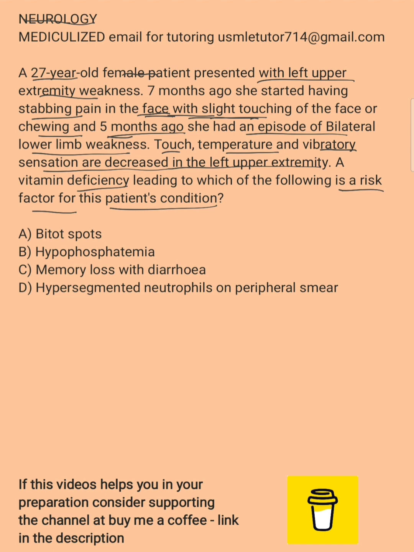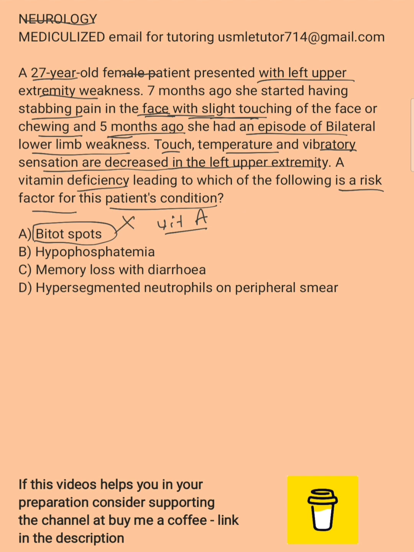And so now the thing is, they're talking about the risk factors for multiple sclerosis. There is a vitamin deficiency that is associated with multiple sclerosis. So if that vitamin is deficient, which of the following is going to occur? So let's see. First they said Bitot spots. These are going to be seen with vitamin A deficiency. So remember, vitamin A deficiency is not a risk factor for multiple sclerosis. So this is not going to be the right answer.